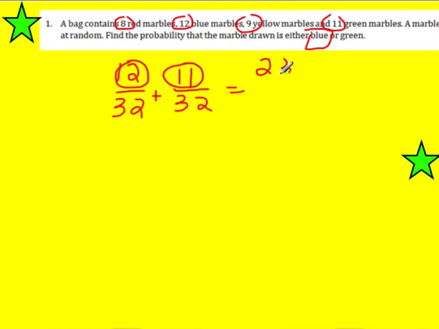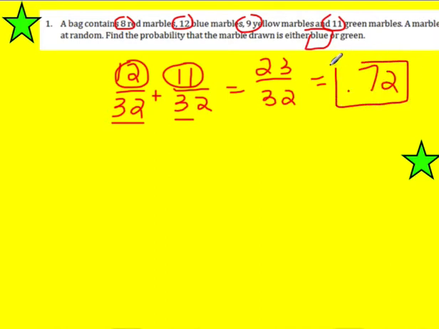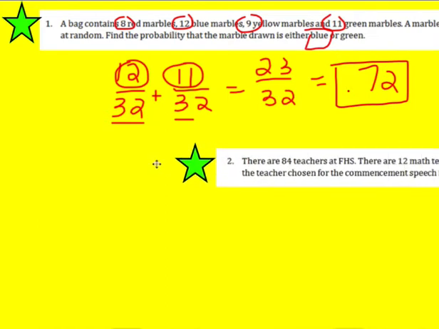Now here's the part where students mess up. The denominator, when you add fractions, stays the same. So it's going to stay as 32. You're not going to add the denominators, you're just adding the numerators. Then you divide 23 by 32, and that gives you 0.72. So there's about a 72% chance that you're going to draw a blue or a green.